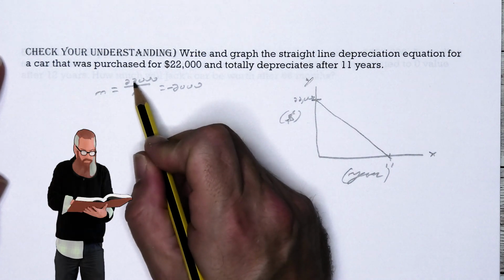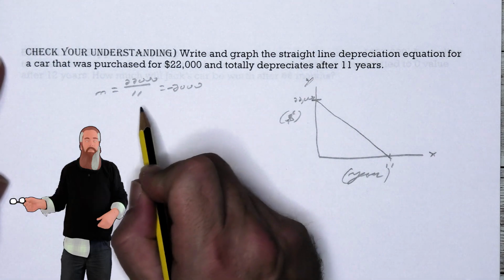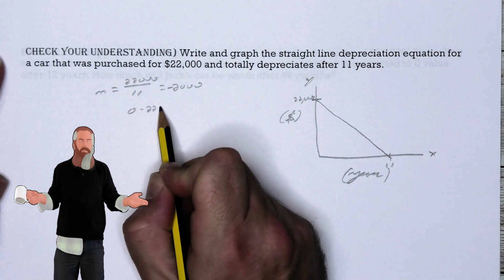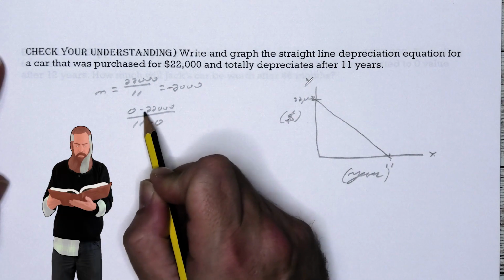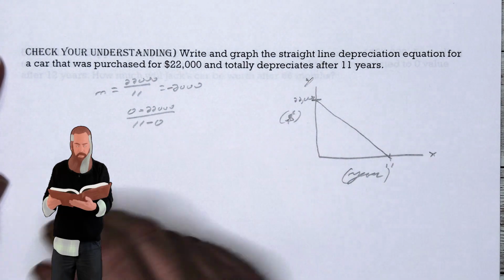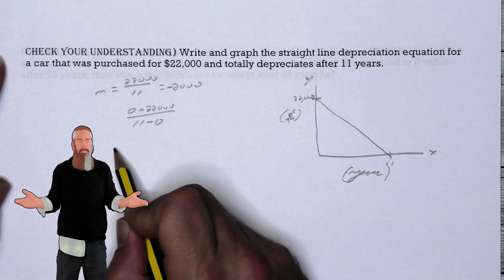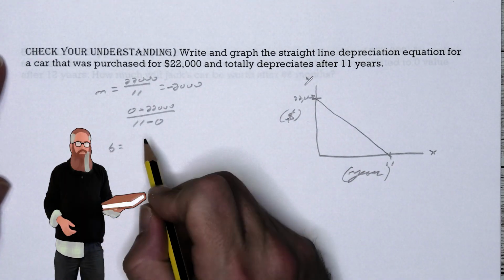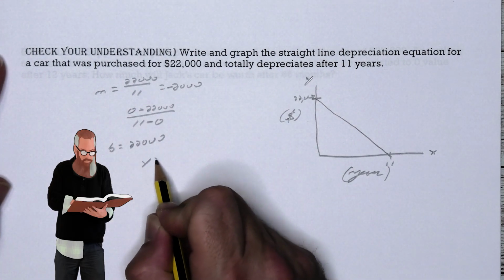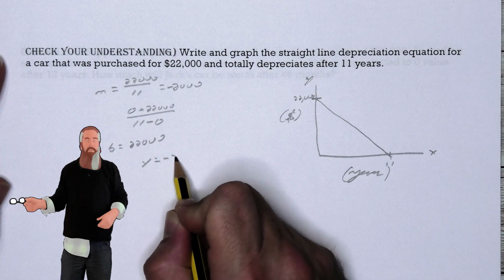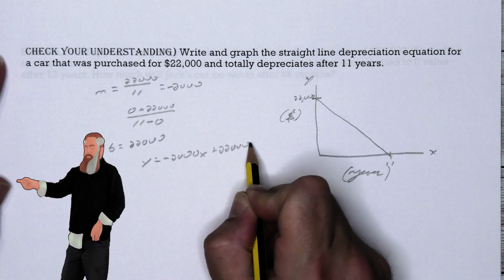Now, I know that I don't see a negative here, but this is going down in value. And you could be more mathy about it by saying (0 minus 22,000) divided by (11 minus 0). That would show you the negative. I just did it in a little bit more of an intuitive way. It also gave us very clearly the y-intercept b being 22,000. So our y equals mx plus b would be y equals negative 2,000x plus 22,000.